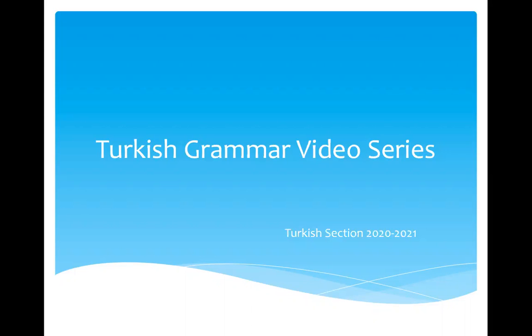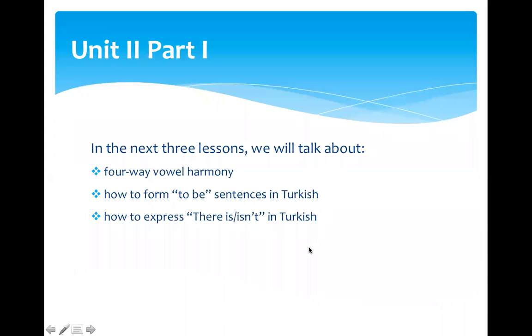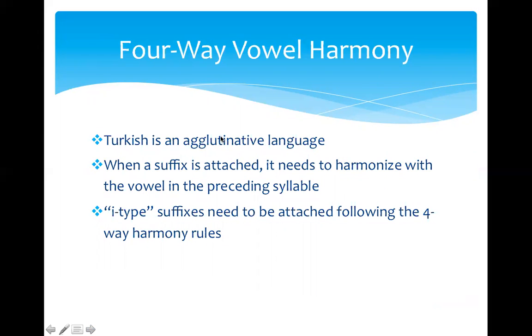As part of the virtual learning instructional plan, we recorded several videos about the grammar points which are covered in the Turkish basic course books. So in the next 3 lessons, we will talk about four-way vowel harmony, how to form to-be sentences in Turkish, both positive, negative, and question forms, and how to express there is and there isn't in Turkish. So today, let's start with four-way vowel harmony.